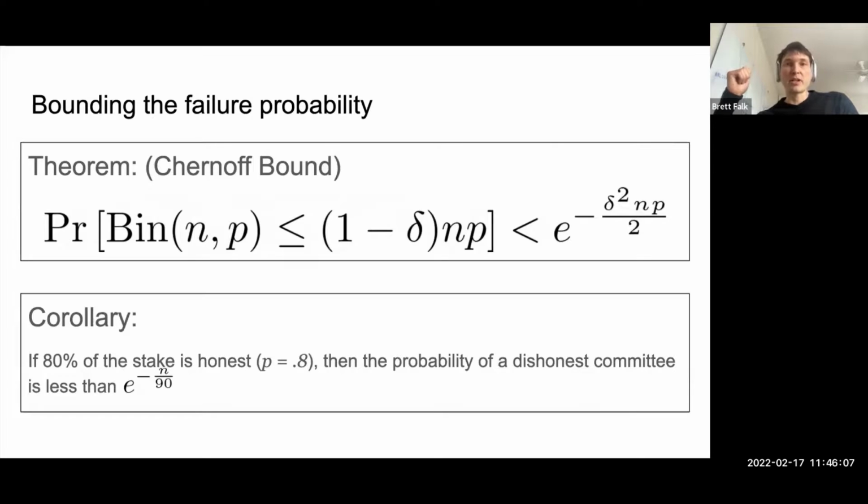So you can be sure that you won't get a dishonest committee with more than this probability. So it decreases exponentially. If you make n big enough, you can make your probability of a bad committee go to 0 exponentially quickly. And so this is the determinant. This is how they choose how big their committees are going to be.